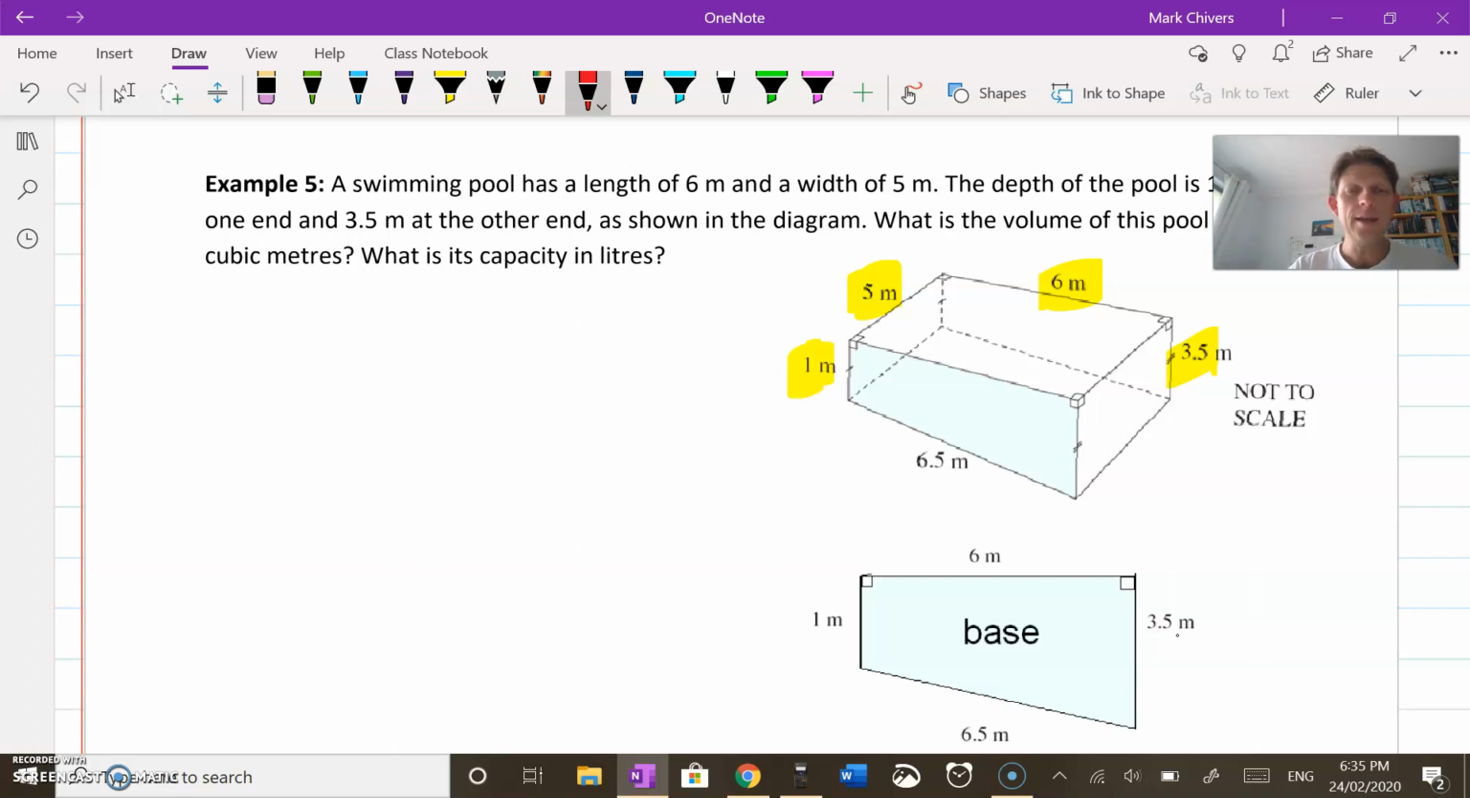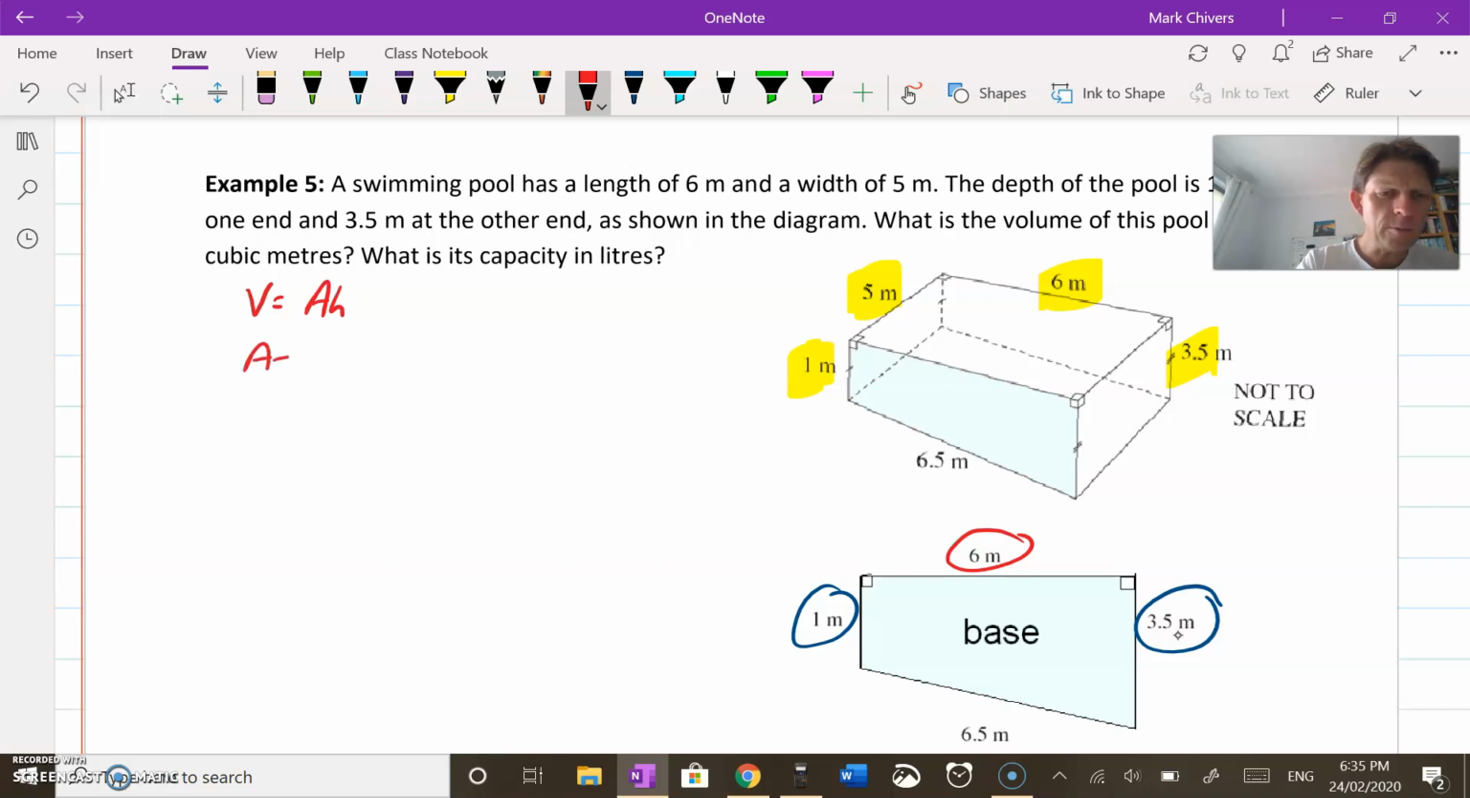But as I keep saying, get used to spotting trapezoids, and that swimming pool is a trapezoidal prism, because the base there is a trapezoid. We've got the height I'm circling now, and then in blue I'll circle the A and the B, and that 6.5 is of no value to it. We don't really need that. So the volume of any prism is just going to be the area times the height.